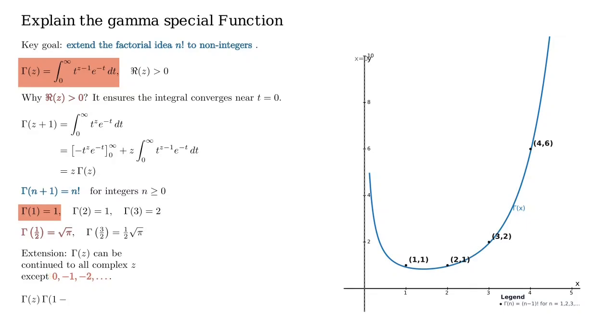One of the most useful identities is the reflection formula. It connects values at z and 1 minus z, and it explains a lot of the symmetry you see when you graph gamma across the real line. This right-hand side controls where gamma must blow up.